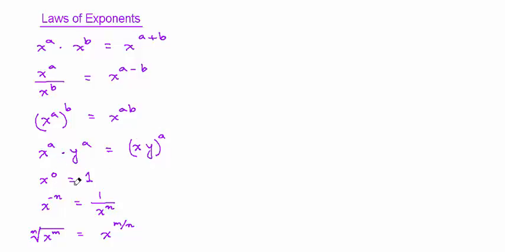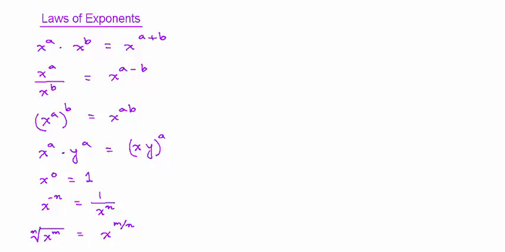Anything raised to the power of 0 is 1, provided that number is not 0. A negative exponent is the same as the reciprocal of the exponent with opposite sign. And finally, the nth root of an exponent is expressed as a fraction in which the numerator is the exponent under the root and the denominator is the nth root.